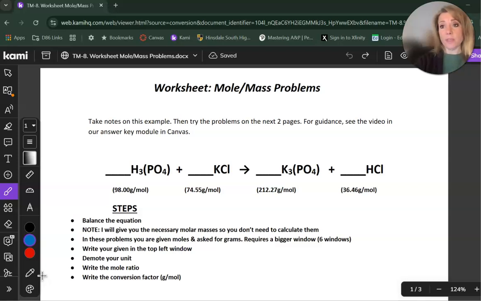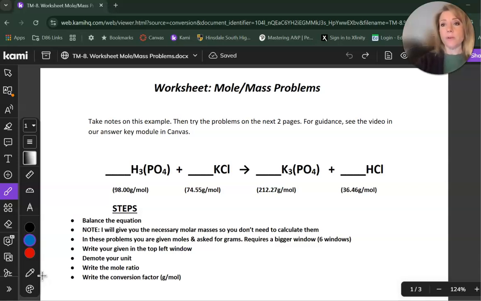Now, there are a couple of things that you need to know about this. First of all, sometimes you're given moles of one compound and you're asked to figure out how many grams of another compound you can produce. That's when you're going to be using this kind of problem.